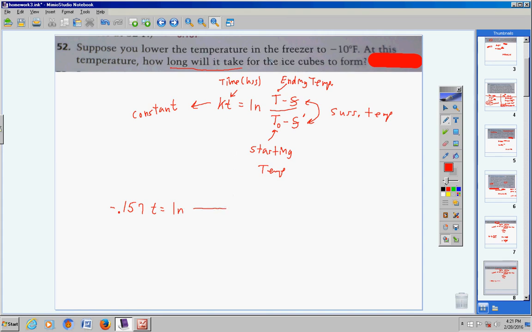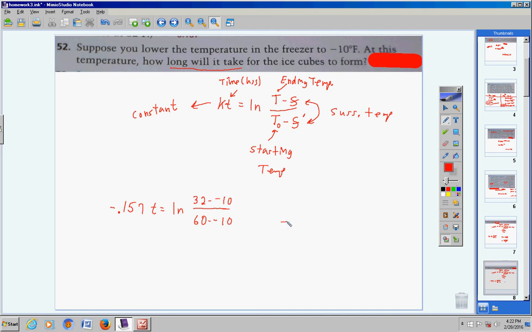All that we're doing is we're lowering the temperature in the freezer. Nothing else has changed, okay? So my ending temperature is still going to be 32 because I'm looking for how long it takes for the ice cubes to form. That hasn't changed. However, the surrounding temperature is now negative 10, so it's minus a negative number, negative 10. Now over here in the bottom, our starting temperature has not changed, but the surrounding temperature is negative 10, so minus a negative 10.